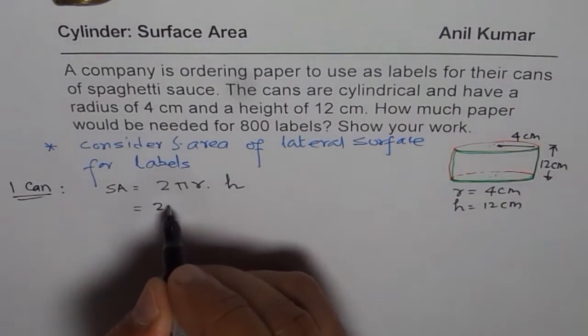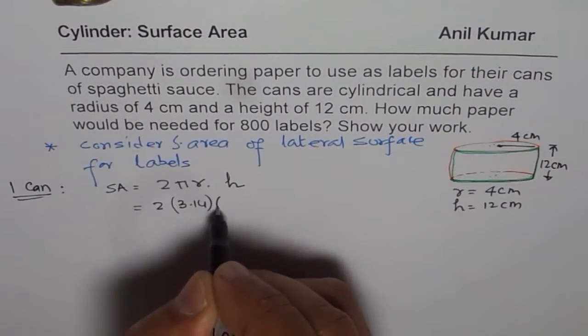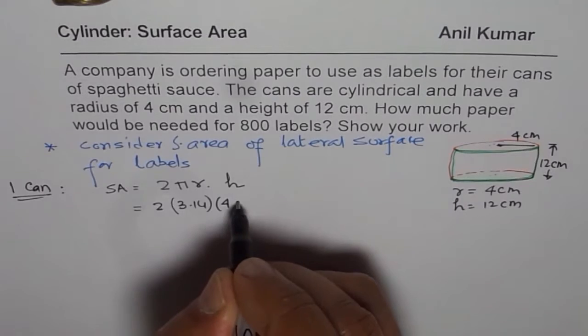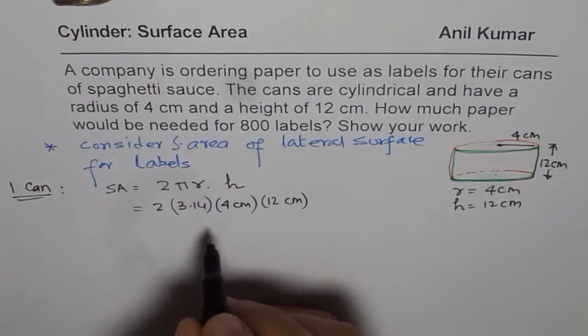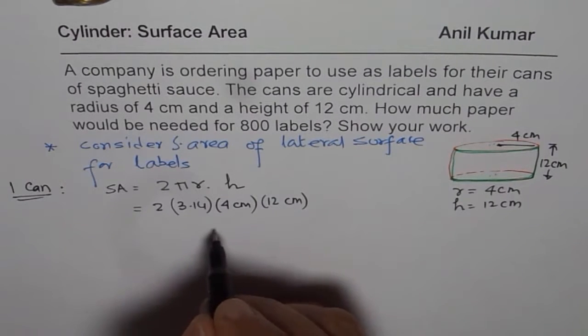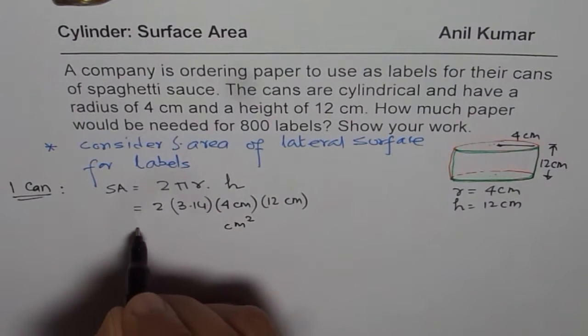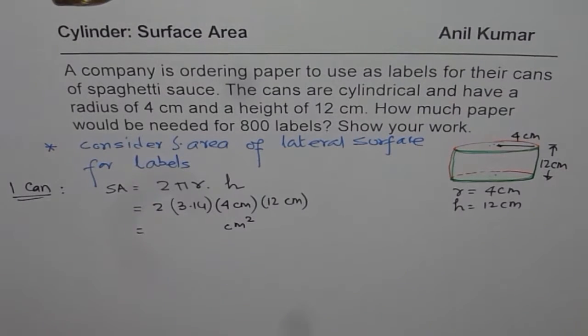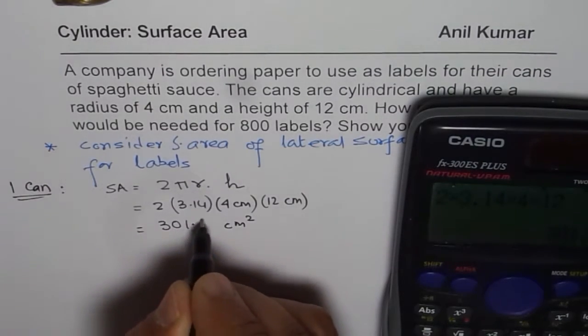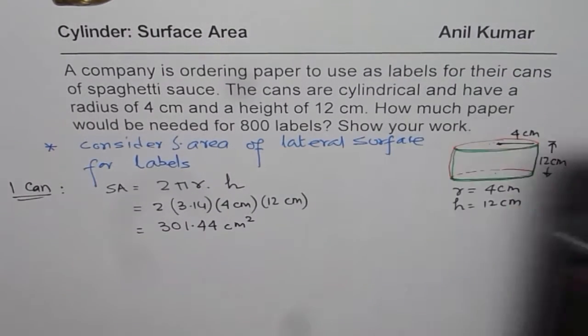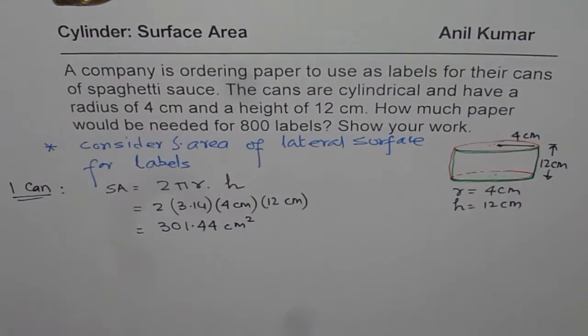So 2 times pi, which is 3.14, times radius, which is 4 centimeters, times height, which is 12 centimeters. As far as units are concerned, centimeters times centimeters will be centimeters squared. And let's find what happens to the numbers. So it is 2 times 3.14 times 4 times 12. In decimals, it could be written as 301.44. So that is the surface area of one can.